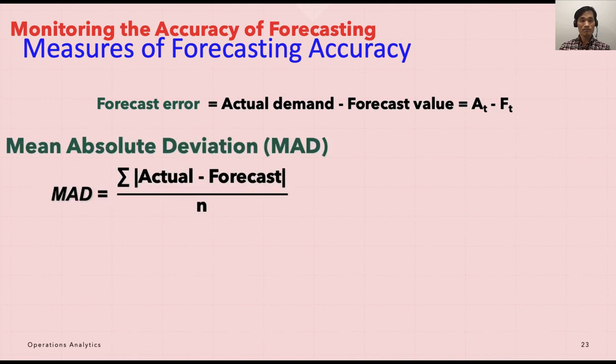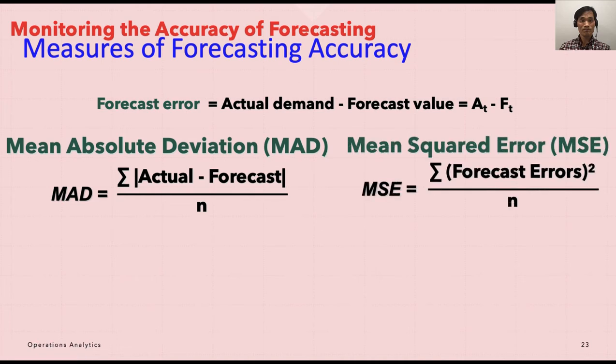And we have several measures to analyze that. The first one is mean absolute deviation. That is, you take the absolute value of the difference of actual demand and forecast value, or forecast error, and add them up and divide by n. That gives you MAD, or mean absolute deviation. Another one is mean squared error. This one amplifies forecast errors. So square it and then sum them up and divide by n. Doing so, it amplifies the forecast errors and shows the difference between the models more clearly than MAD.